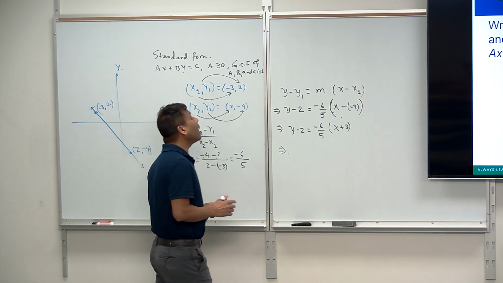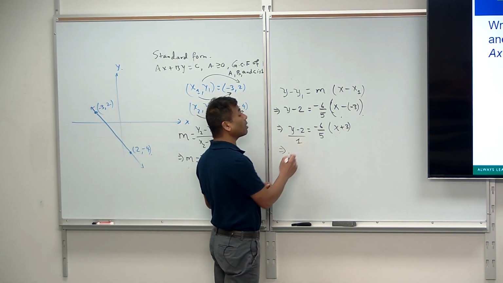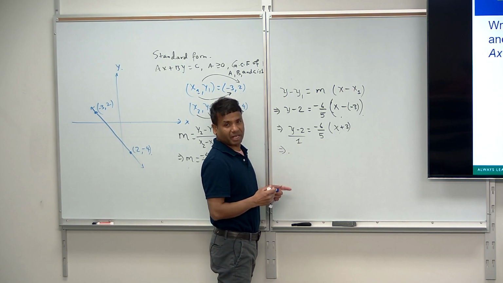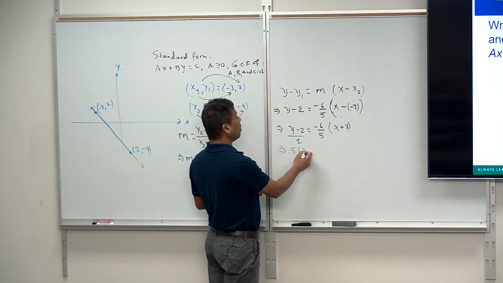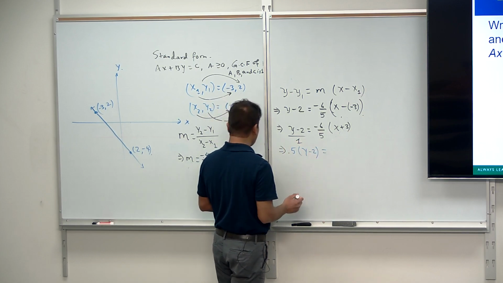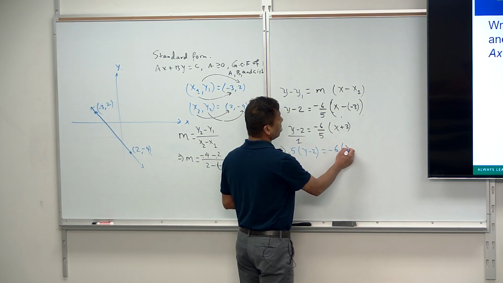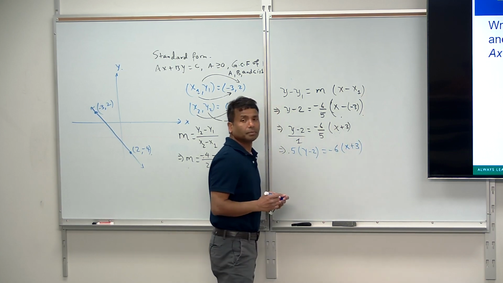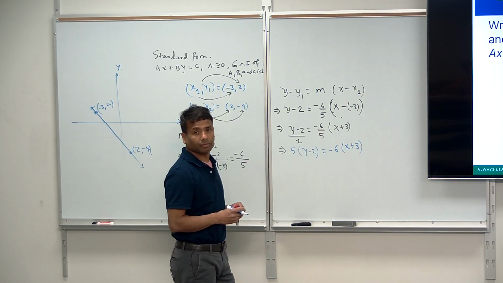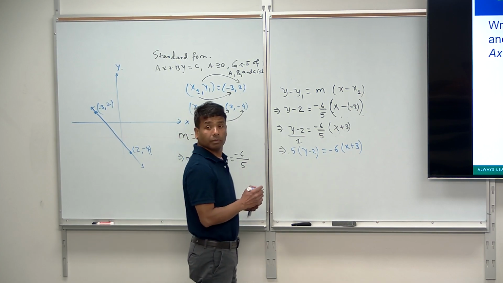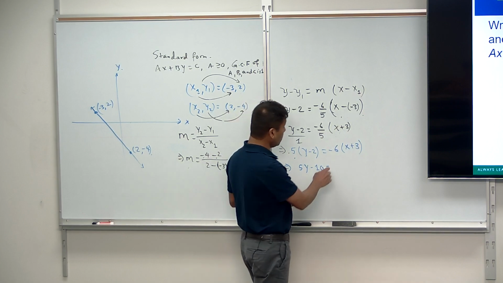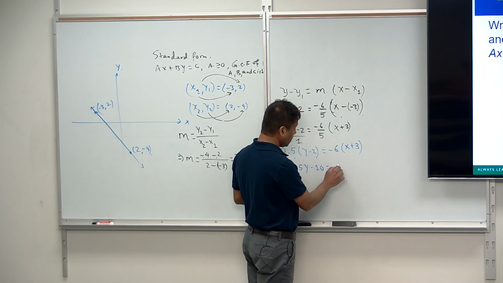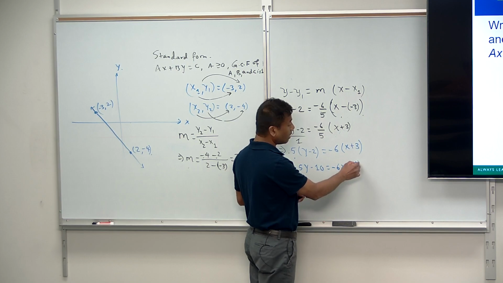For that you just do the cross multiplication, which will be easier. So this is 5 times y minus 2 equal to negative 6 times x plus 3. Now you distribute: 5y minus 10 equal to negative 6x minus 18.